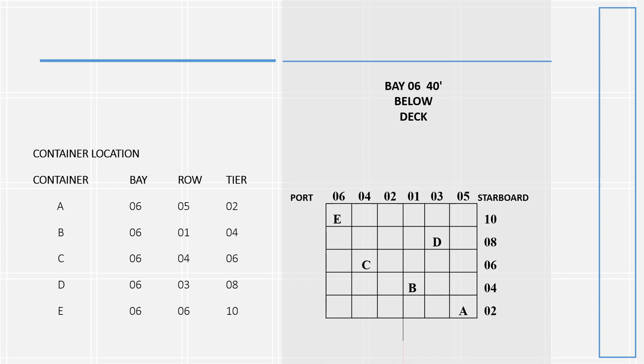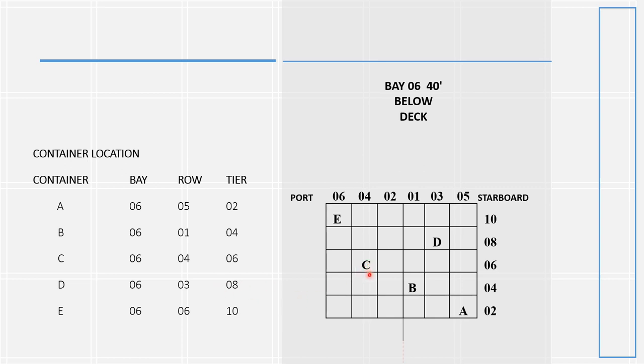First we have the containers A, B, C, D, and E, and we have labeled the bay, the row, and the tier. Now container A, as we can see, is in bay 06. It is in row 05, and it is on tier 02. Likewise, B is in bay 06, row 01, and tier 04.